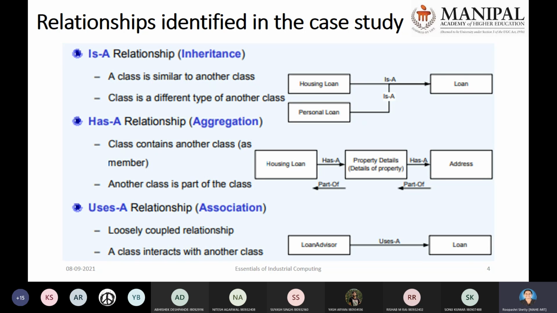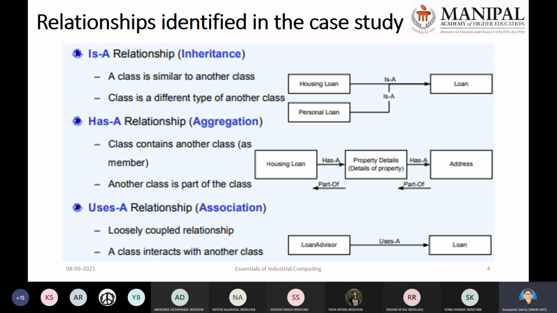That means housing loan will be a subclass of the loan class. We call it a base class and derived class. Housing loan is a derived class and loan is a base class, or loan class is a superclass and housing loan is a subclass, or loan is a parent class and housing loan is a child class. Any terminology can be used. And "has a" relationship is an aggregate.